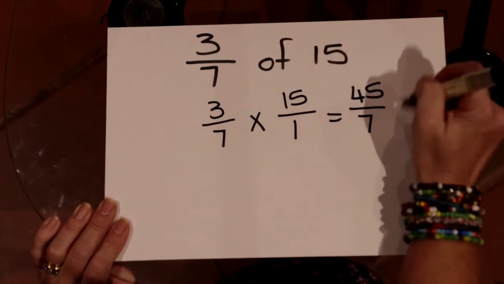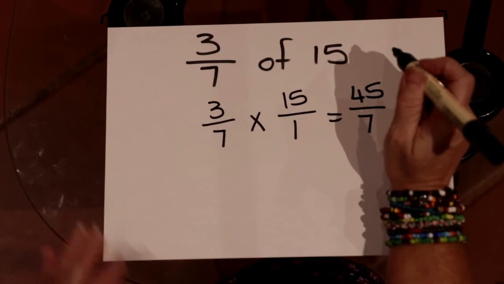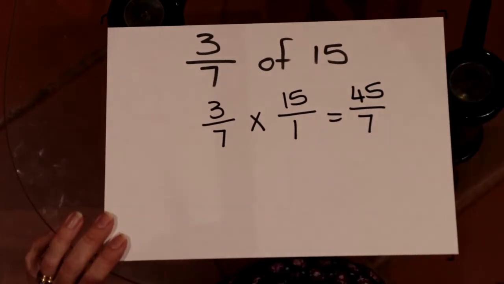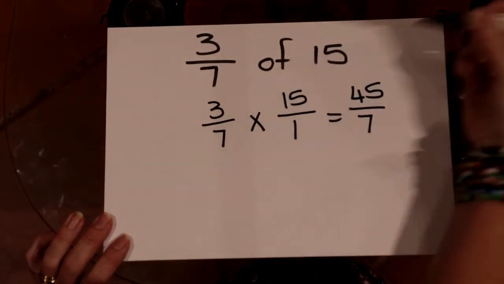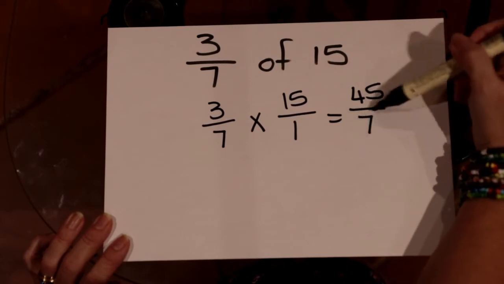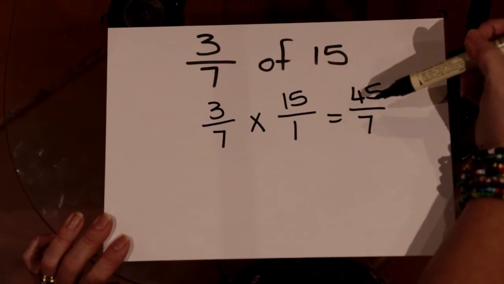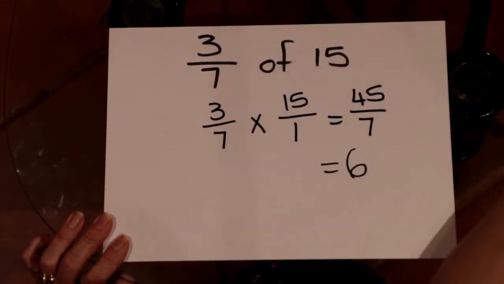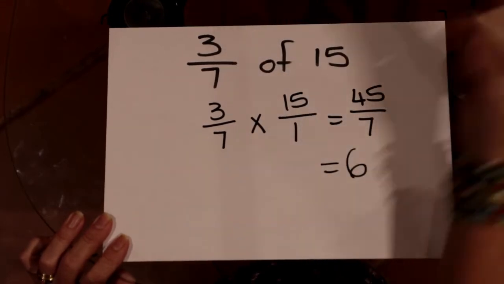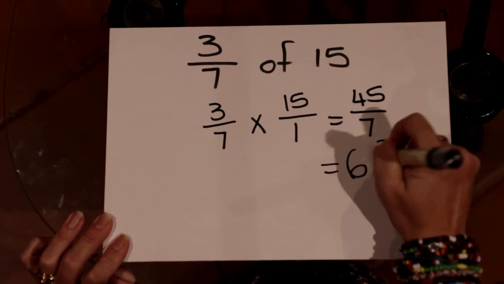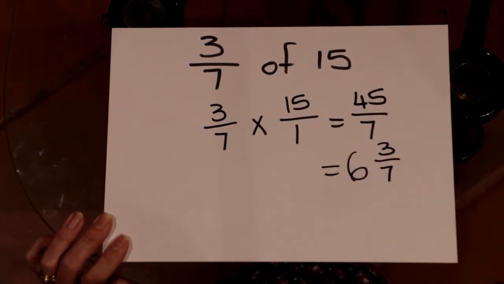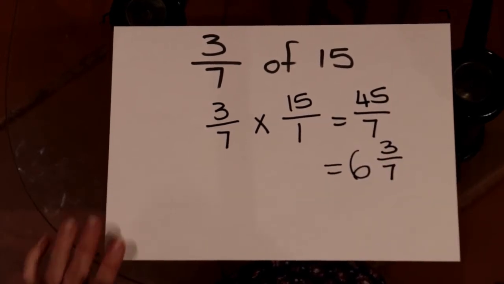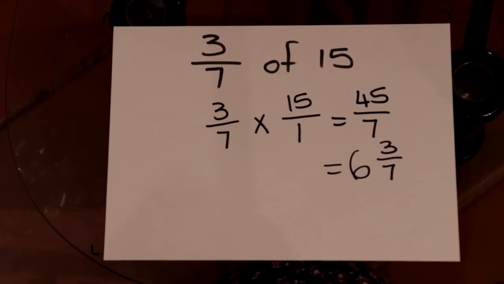I cannot leave it like that because it's an improper fraction. I want to write it as a mixed number in its simplest form. Now I ask myself, how many 7s are there in 45? The answer is 6. 6 times 7 equals 42. In other words, my remainder is 3, and I write it over the original denominator, which was 7. So there's 3 sevenths left over.